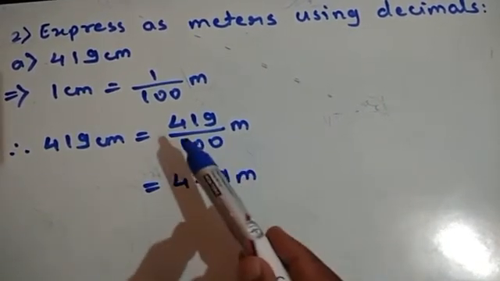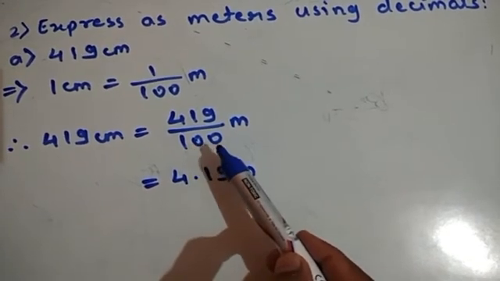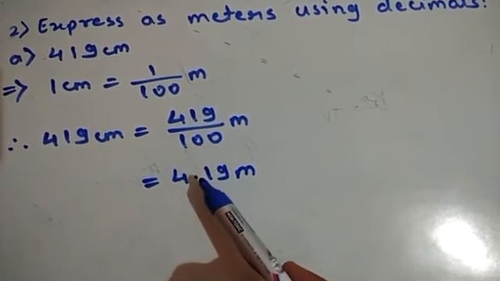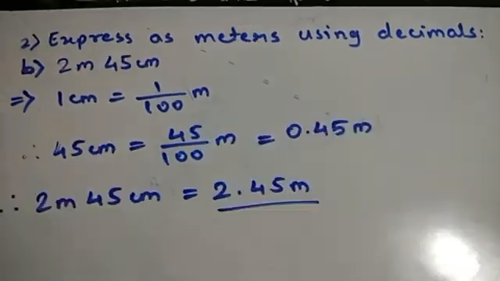Now this 419 write down as it is. Now in the denominator we have 2 zeros, right? So before 2 digits put the decimal point. Therefore 419 will become 4.19 meter. Now see here one more example.